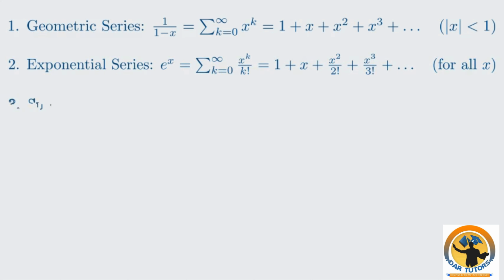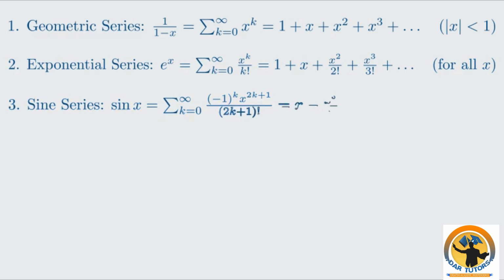Then we have the sine series, which is the sum of -1 to the k times x to the 2k plus 1, all over 2k plus 1 factorial. This gives us x minus x cubed over 3 factorial, and so on. Like the exponential series, it converges for all real x.